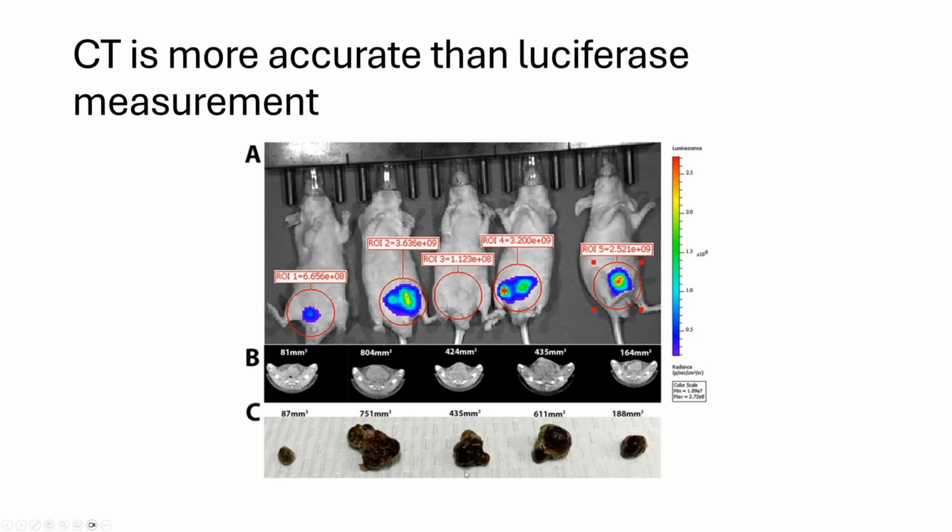When it's more spheroid in shape, you can see that we get nice correlation, so 424 to 435. This animal was 435 and this was 611. We probably did not capture this last little bit on here. And then we had 164 versus 188. And again, we were able to see this tumor that the IVUS imager was not able to see. So we think that the CT modality is a much more accurate way to measure than the luciferase system.